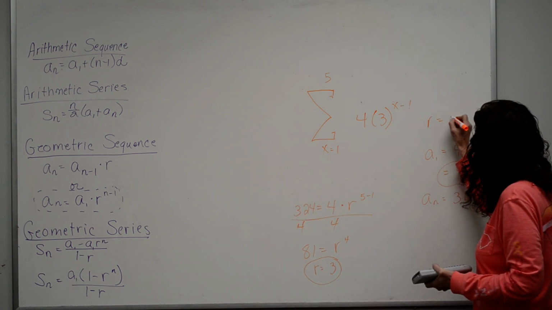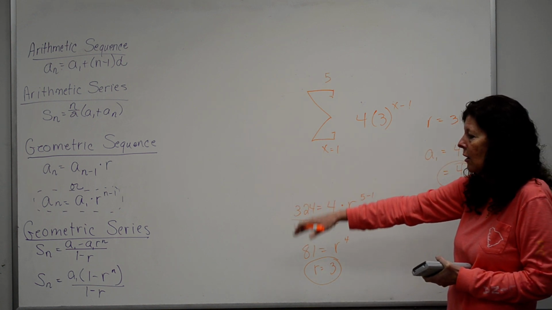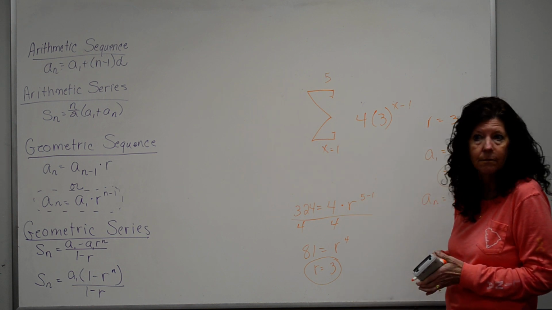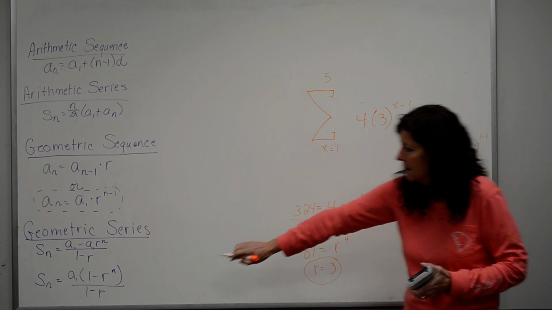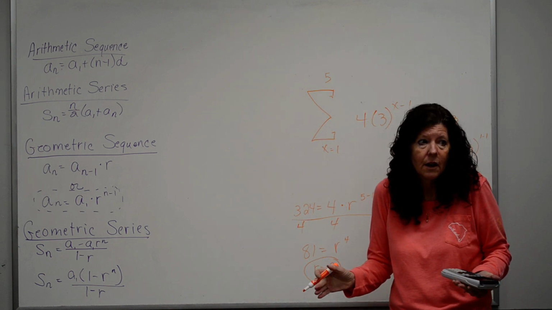I've got the r equals 3. So I've got a sub 1, I've got r, and I've got my n, which is going to be 5. Okay, and I plug it back into this equation. It's going to give me the sum. That's more confusing. It's way more confusing.